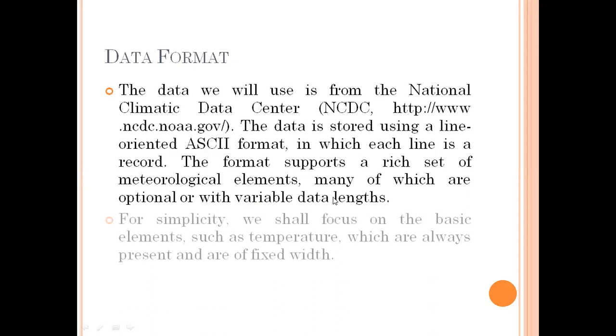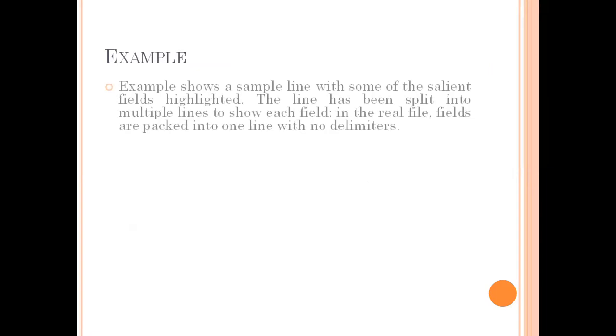For simplicity we shall focus only on the basic elements, so we are not going to consider the whole data. We are going to consider only the year and the temperature, which is always present in a fixed width. So we are considering only the temperature data from those lines. For example, we show simple lines where the selected fields are highlighted, shown in black bold.